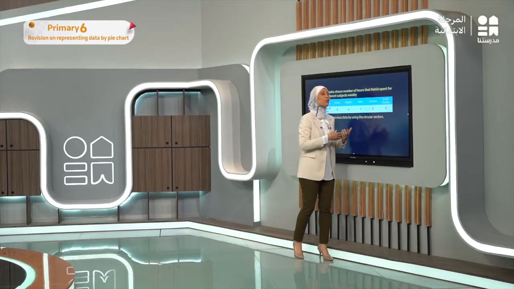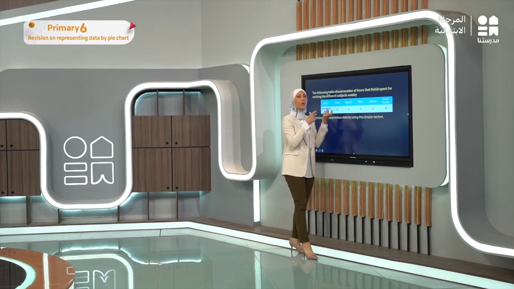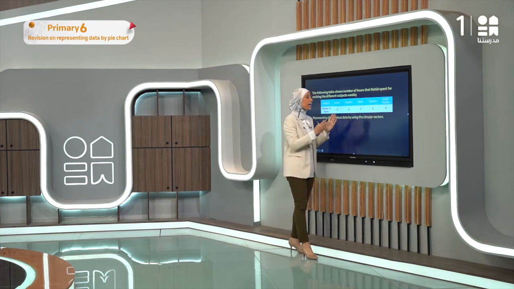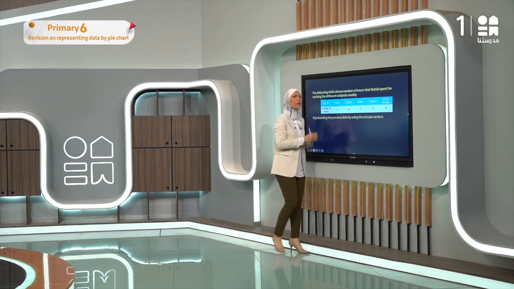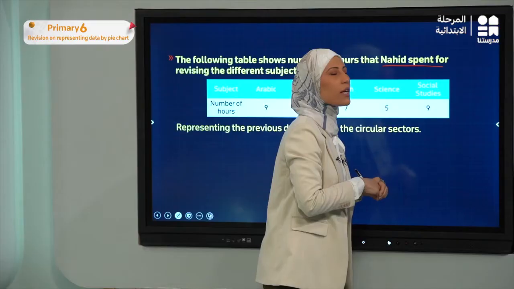First, I am going to change each number to an angle. How am I going to do that? Okay, I have 9 hours. How can I find the angle for 9 hours? To draw the angle, the first thing is you must find the angle from the number. How are you going to do it? You will find the total number of the hours.